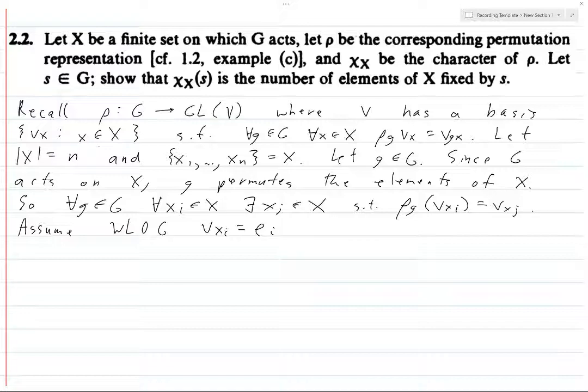And so we're not necessarily told that these basis vectors Vx have any particular special form. All we know is that they're indexed by the elements x. But if we let Vxi equal ei, then things are a little simpler, and it just sort of makes sense, and it's easier to work with, and it's going to be easier in this next step.